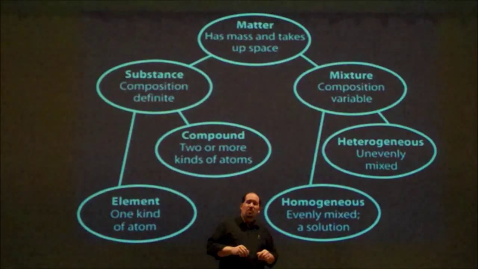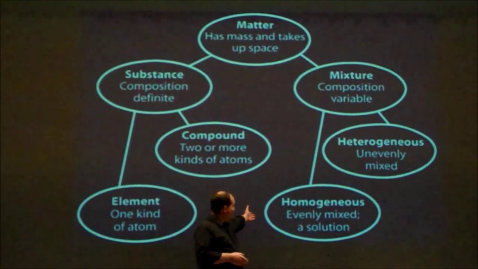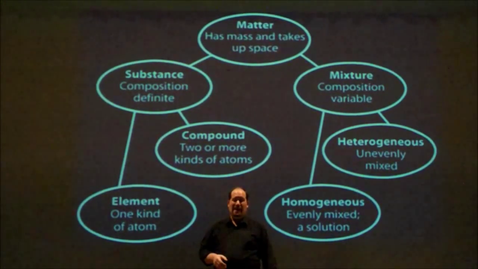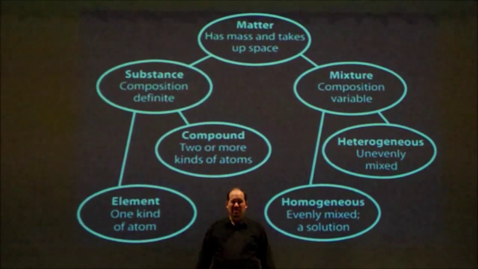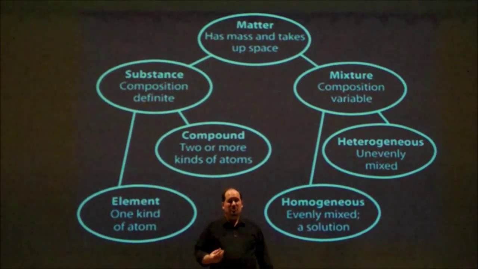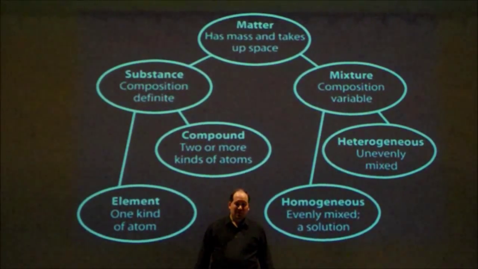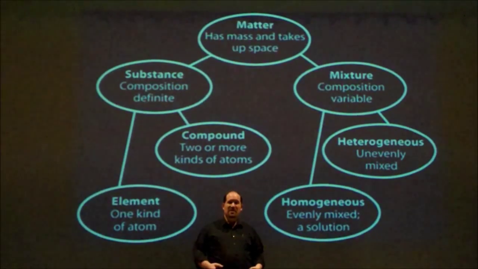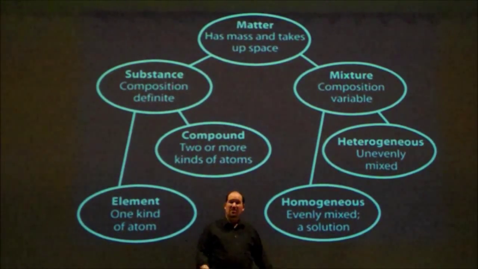Also, we can turn a mixture into a homogeneous mixture, the one on the very bottom. A homogeneous mixture looks even throughout. It's like when you take sugar and salt and mix the two together. Just by looking at it, you're not going to see much difference because the sugar crystals and the salt crystals look so much alike.